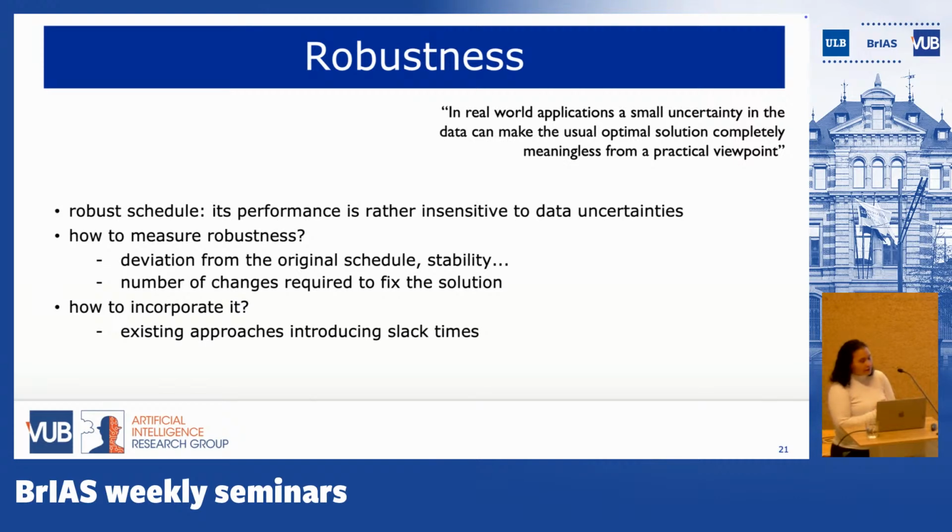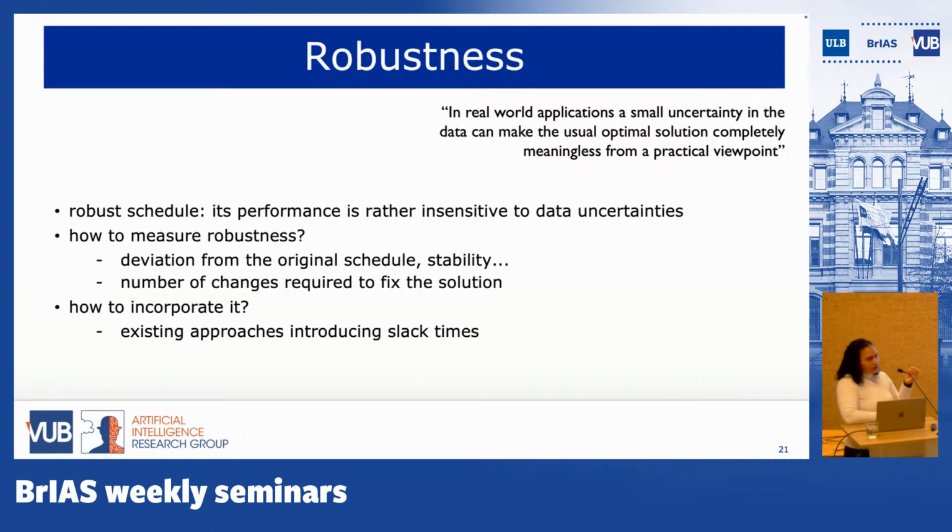In real world applications, something we know is that small uncertainty in the data can make the usual optimal solution completely meaningless from the practical point of view. And then we wanted to check, for robust scheduling, how we can get a schedule that is prepared for something that could happen. How can we measure robustness, or how can we incorporate it? Those were the main questions we had at the beginning.